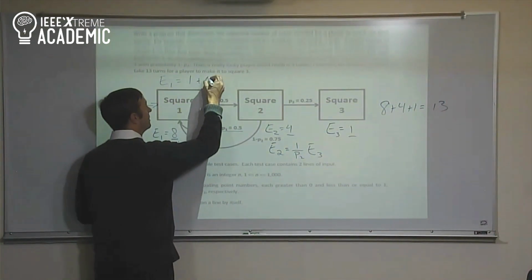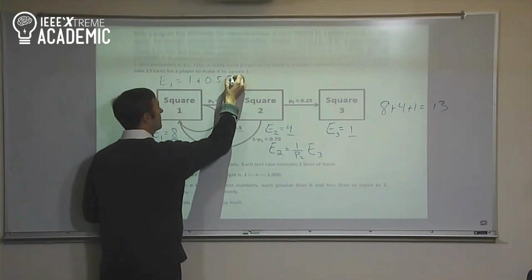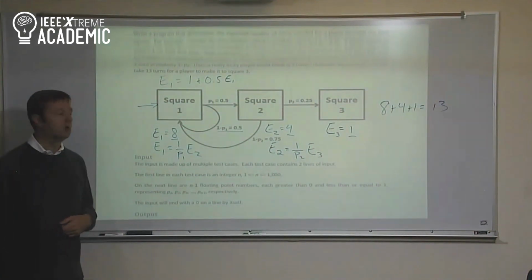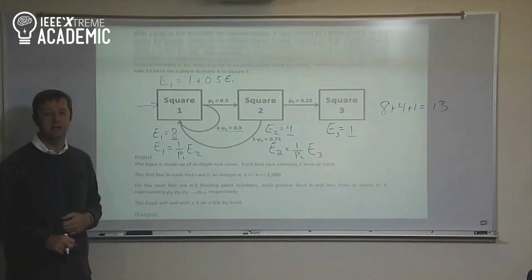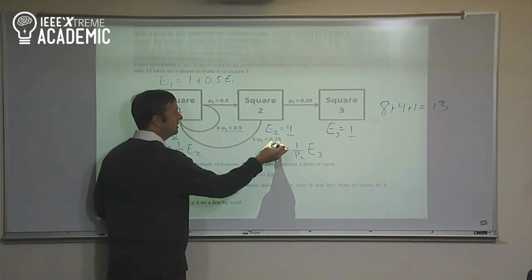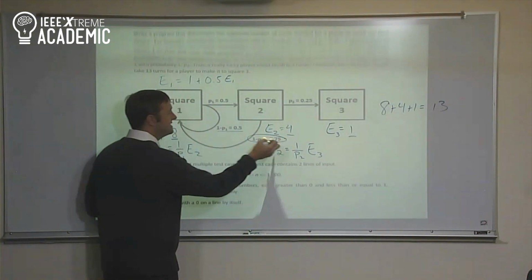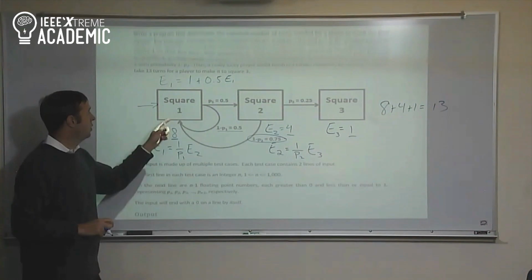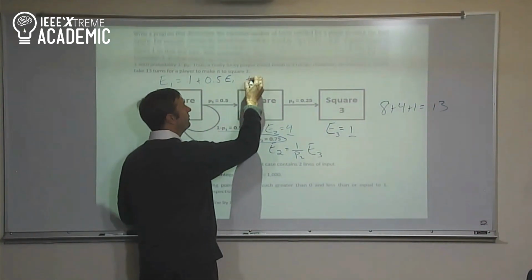So half the time we're in E1, we end up going back to E1. When we're in square two, if we look at this, we see that 3/4 of the time we end up going back to square one.